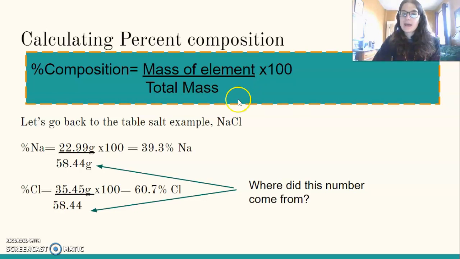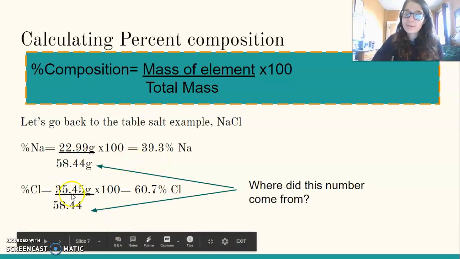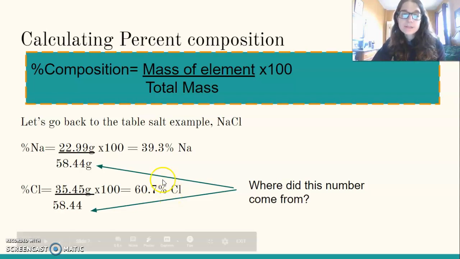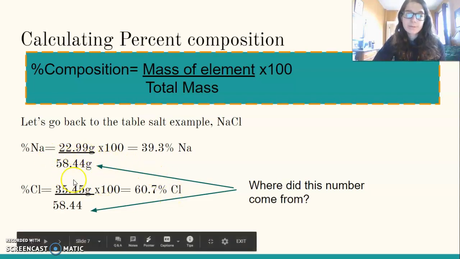So if we look at the table salt example we looked at before, to find that 39.3% of sodium, we take the molar mass of sodium, 22.99 grams, and divide by 58.44 grams, multiply by 100, and we get 39.3%. Same thing with chlorine. We're taking 35.45 grams, dividing by this 58.44, multiplying by 100, and we're getting 60.7%.